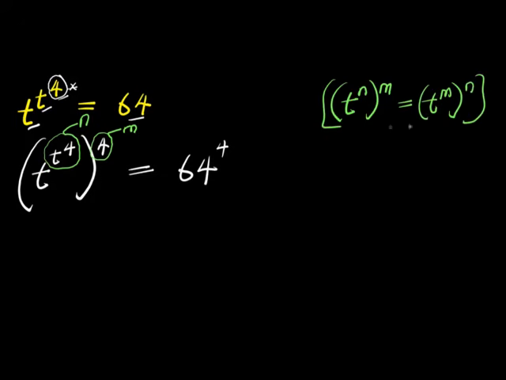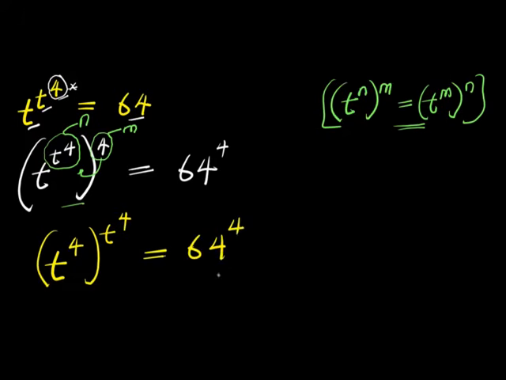So, I can decide to apply this identity here, meaning the 4 is now inside while the t to the power of 4 is outside. So what we are going to have here will be t to the power of this 4 here. Then this is raised to the power of t power 4. And this equals 64 to the power of 4.